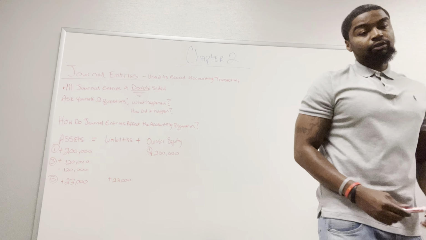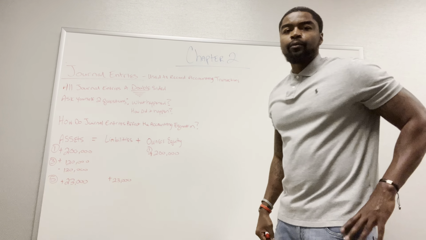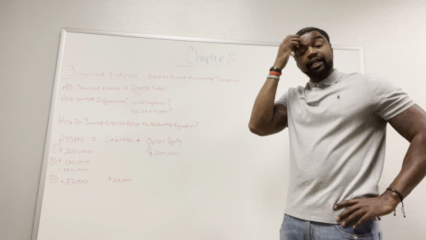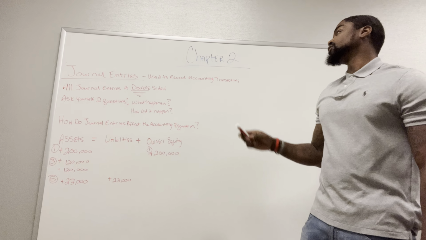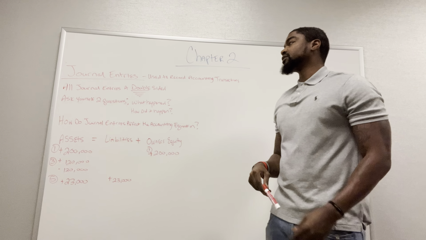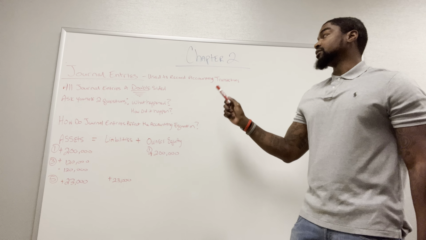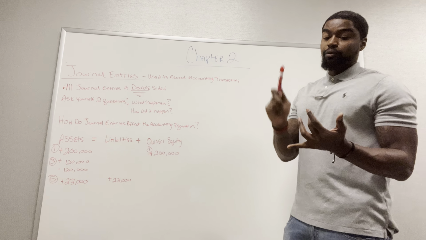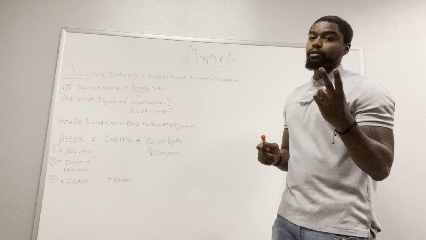Okay, so the next section in chapter 2 talks about journal entries and what impact these transactions that are taking place have on the accounting equation. So journal entries are used to record accounting transactions. All journal entries are double-sided. That means for every action, there's a reaction. You have to make sure that each journal entry has at least one debit and one credit.